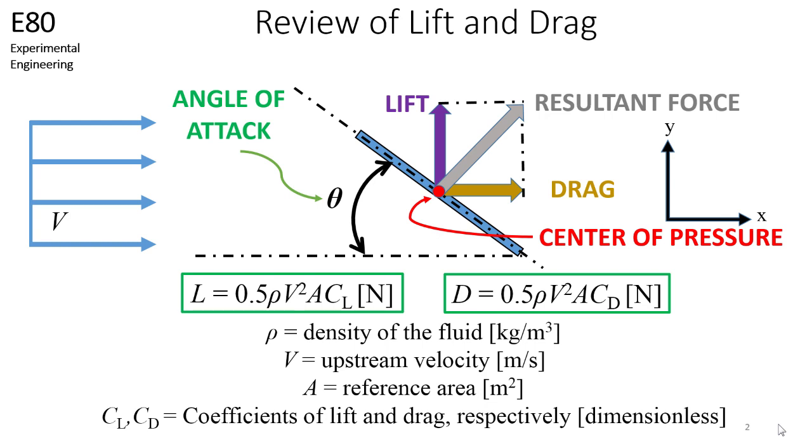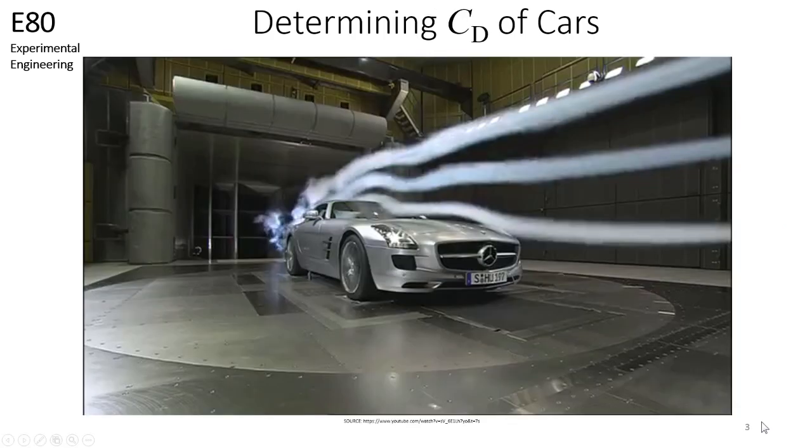Recall that the coefficients of lift and drag are dimensionless and can be determined experimentally. Such experiments could look like what you see here. Now, how do aerospace engineers determine the coefficient of drag of something like this?